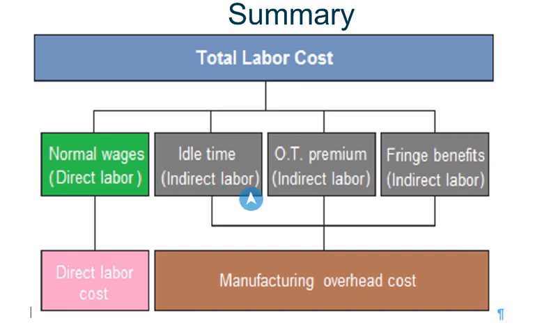And then idle time, overtime premium, and fringe benefits, all of these are then indirect cost or manufacturing overheads. But you will remember that overtime premium, we said if it's for a specific order, then we can add it to the direct labor cost. But if the overtime was worked only in general, then it will be an indirect labor cost.